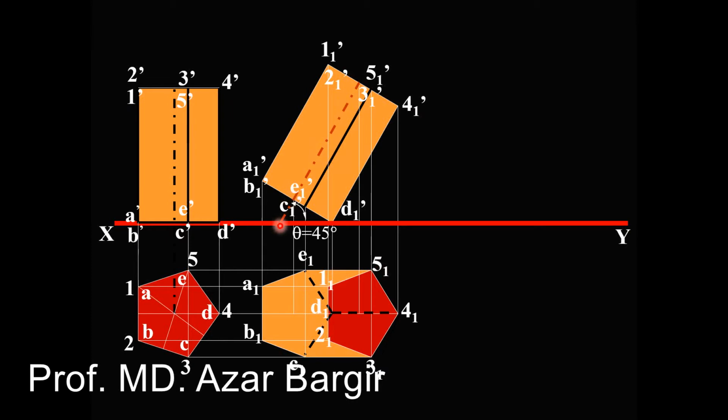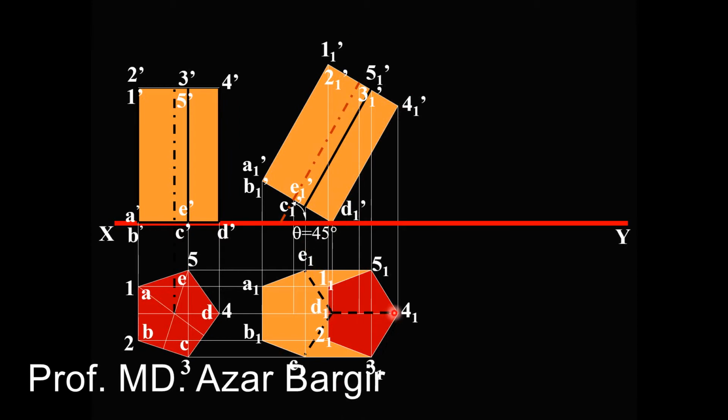Then what is not visible is the base, which is from this C1 to D and E1 to D. These edges are visible because looking from this side the outline is visible, but the portion which goes under this prism base will not be visible. So this C1 to D1 is shown by a hidden line, then E1 to D1 is shown by a hidden line, then again this D1 to 4 edge is not visible looking from the top. So D1 to 41 is shown by a hidden line.